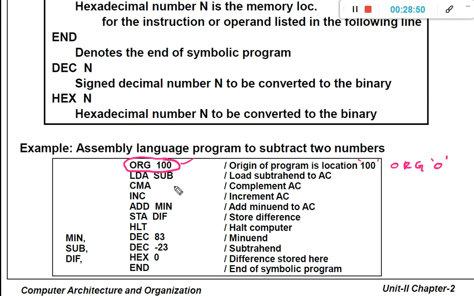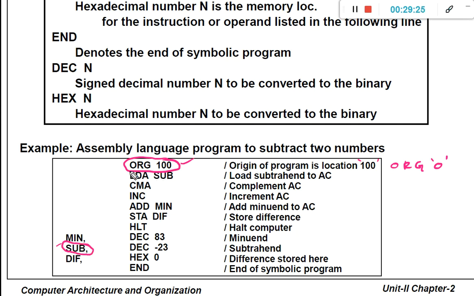Okay. Next, LDA SUB. LDA SUB represents load the subtrahend to AC, load the subtrahend to the accumulator register. But what is the value of the subtrahend? The value of the subtrahend we are going to give using the label field and the pseudo instruction DEC minus 23. So DEC minus 23, what does it mean? We are going to store the decimal number minus 23 into the variable SUB. Here SUB is a variable.